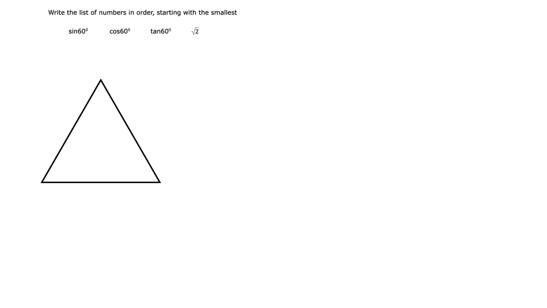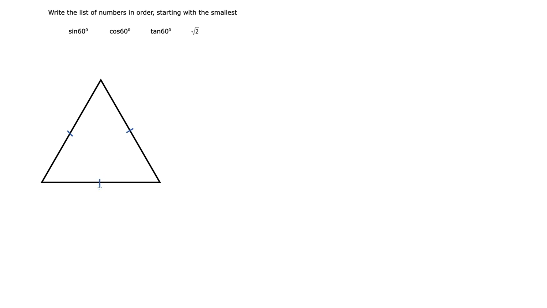For this question, we're asked to write the list of numbers in order, starting with the smallest. We've got sine of 60 degrees, cosine 60, tan 60, and root 2. And if you notice underneath, I've drawn this equilateral triangle. Let me just mark in each of the sides to show that it is equilateral.